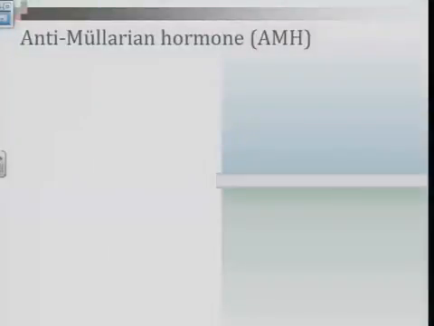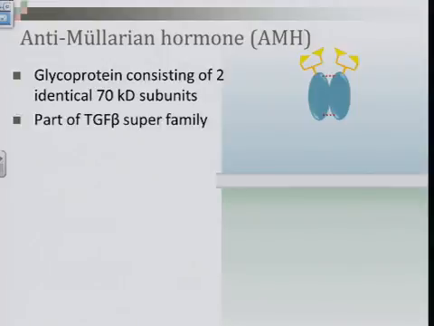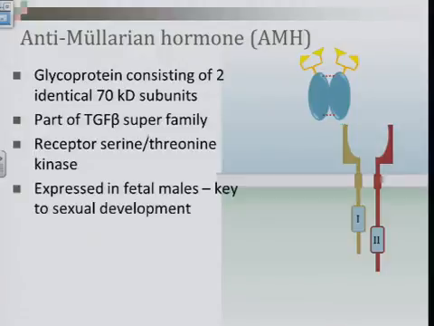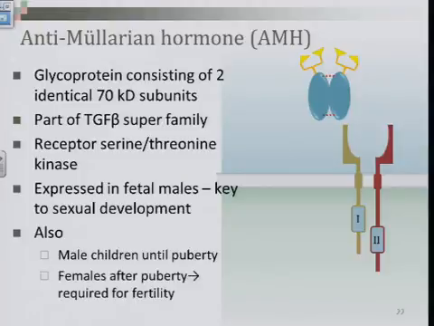So anti-Mullerian hormone, or AMH, is a glycoprotein consisting of 2 identical 70 kilodalton subunits. It's part of the TGF-beta superfamily, for whatever that's worth. And the receptor it binds to is a serine threonine kinase. These come as 2 non-identical subunits. This is expressed in fetal males, and it's key to sexual development. It's also expressed in male children until puberty for reasons that are not clear. And it's expressed in females after puberty where it's required for fertility. But again, its role is really unknown.